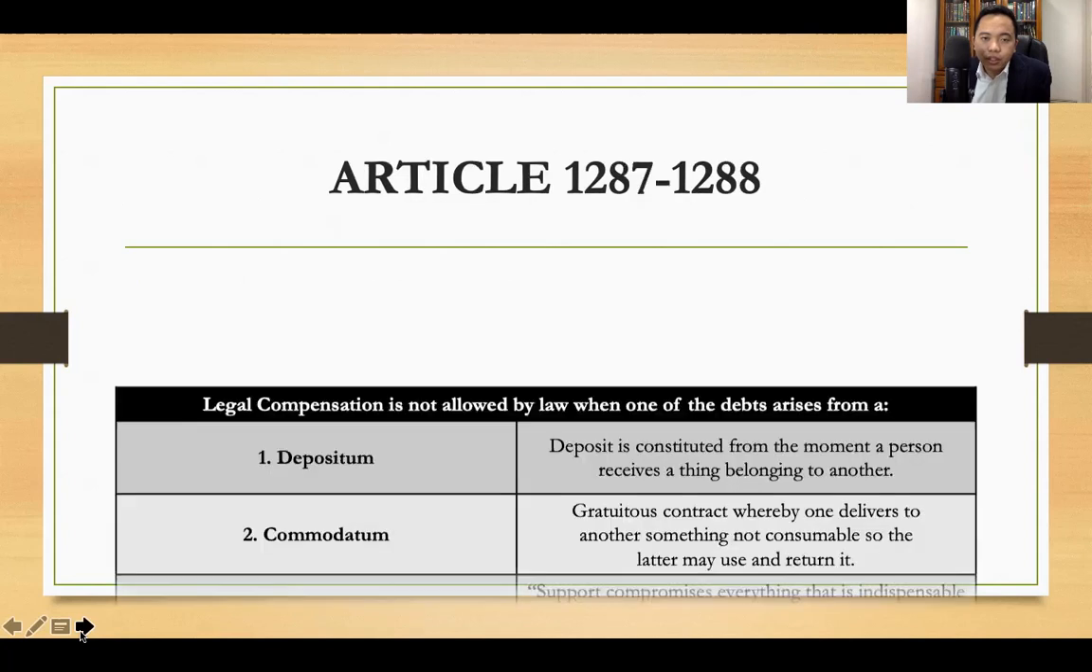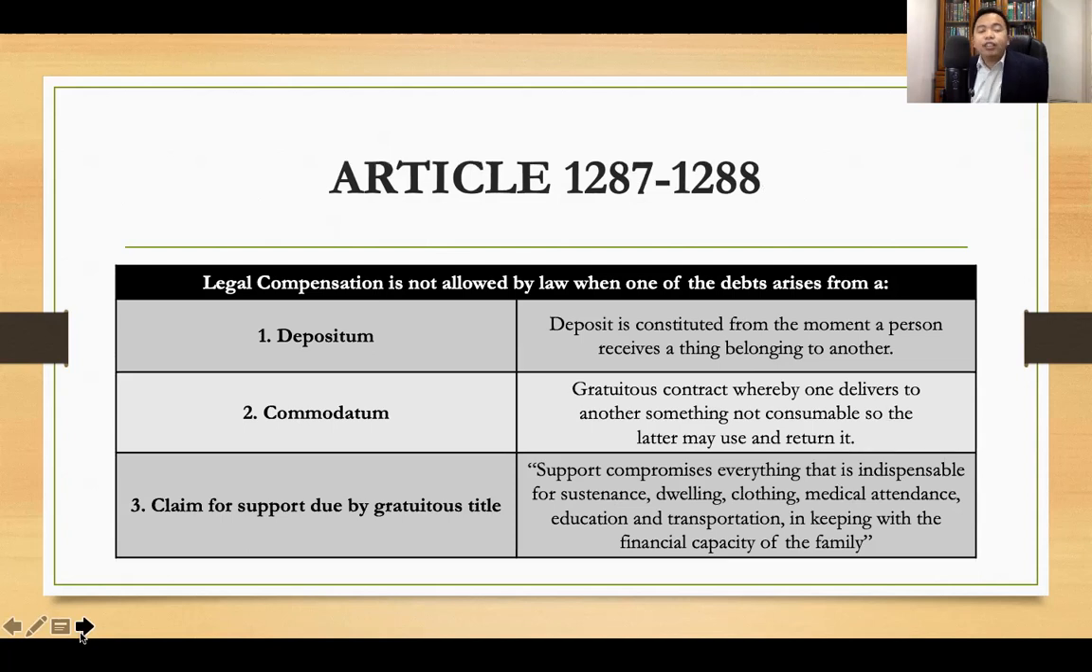Okay, foreign exchange rate. There are certain contracts or special contracts or transactions in which legal compensation is prohibited. Meaning to say, even if the requirements under Article 1279 are present, you cannot still apply legal compensation. In a contract of depositum, deposit is constituted from the moment a person receives a thing belonging to another. In a contract of depositum, legal compensation is not allowed.